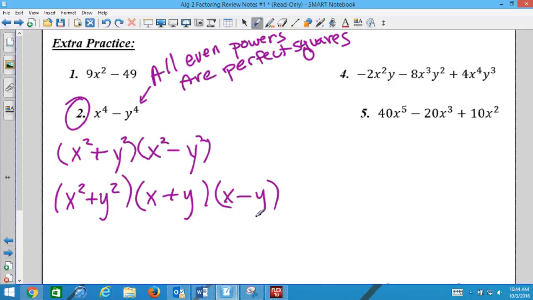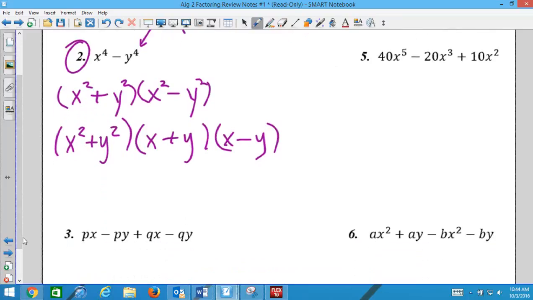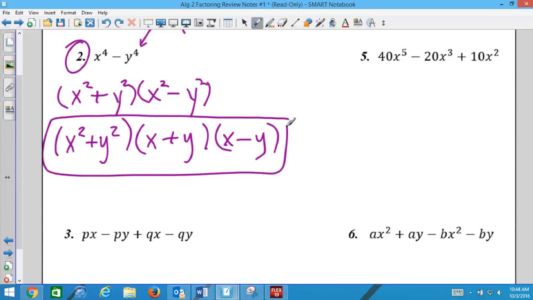Well, we recheck it now. X plus y, is that one done? Yes. Addition, it's done. X minus y, is that one done? Subtraction, so it would be different, but it's not perfect squares. Right. Okay, I'm done talking.